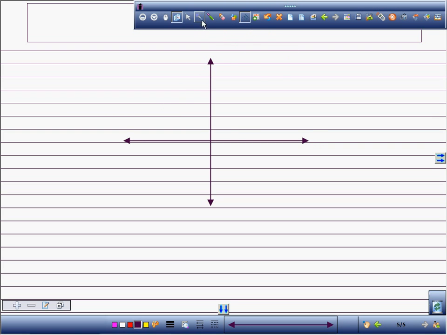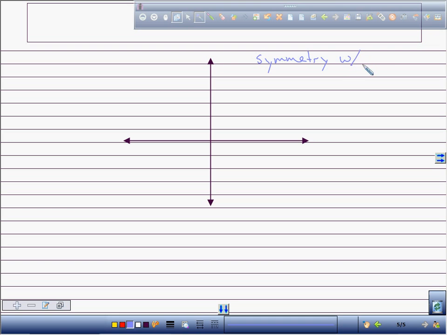So, if I want symmetry, Daniel, write down: symmetry with respect to the pi over 2 axis, that's also known as the what axis? Where's pi over 2? The y-axis. Yeah, that's the same as the y-axis. Good.